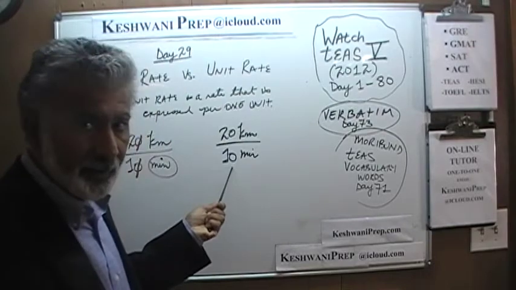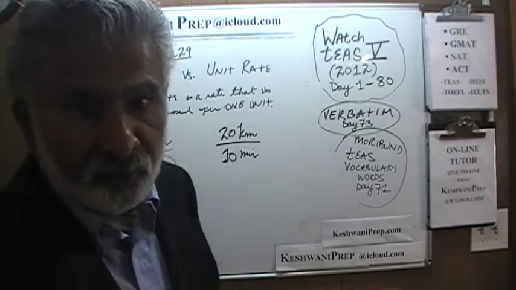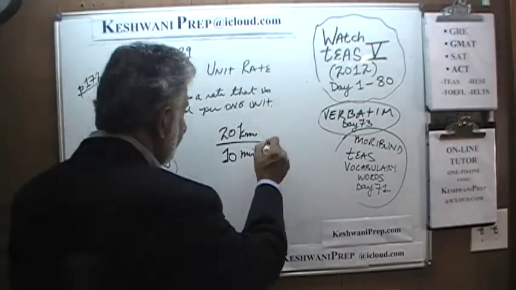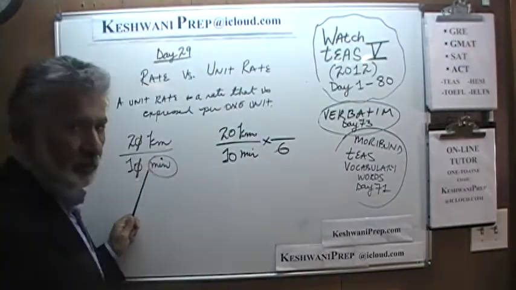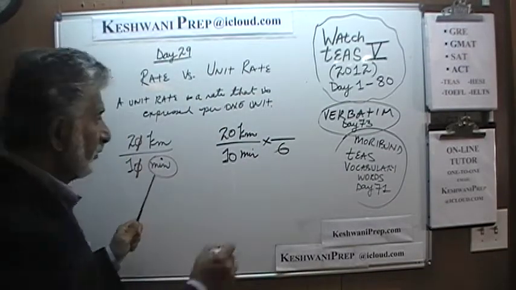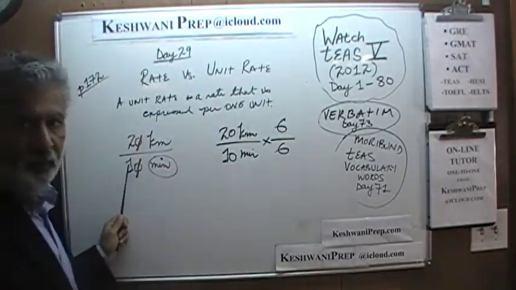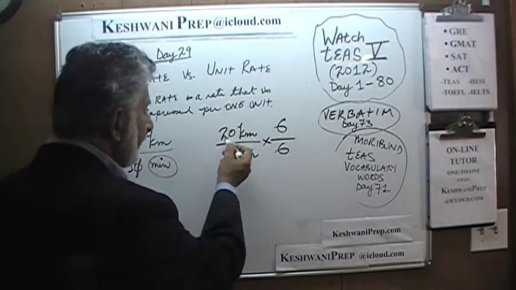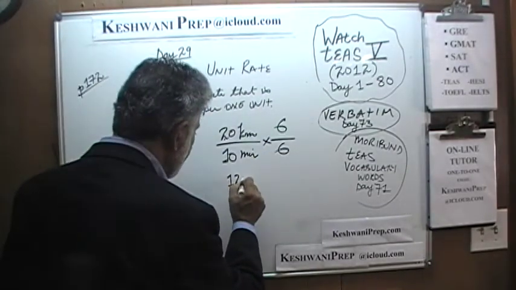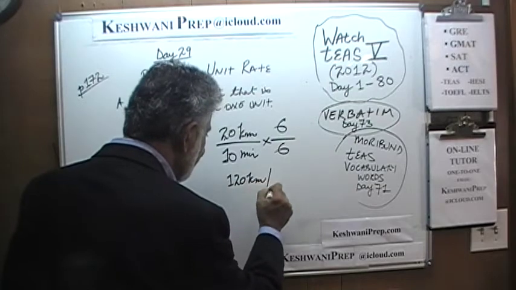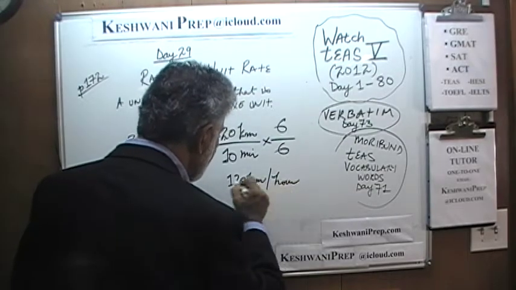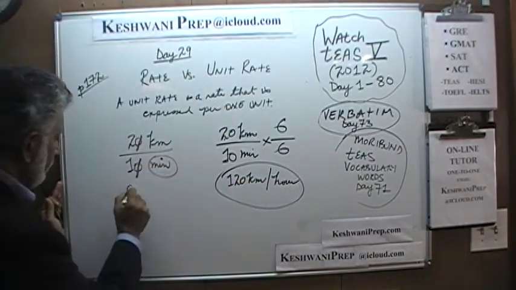So we have a 10 here. How would you go from 10 to 60? We multiply by 6. But if we multiply the bottom by 6, we must multiply the top by 6. And that's it, we're done. So now we have 20 times 6, which is 120 kilometers per hour. That's the unit rate.